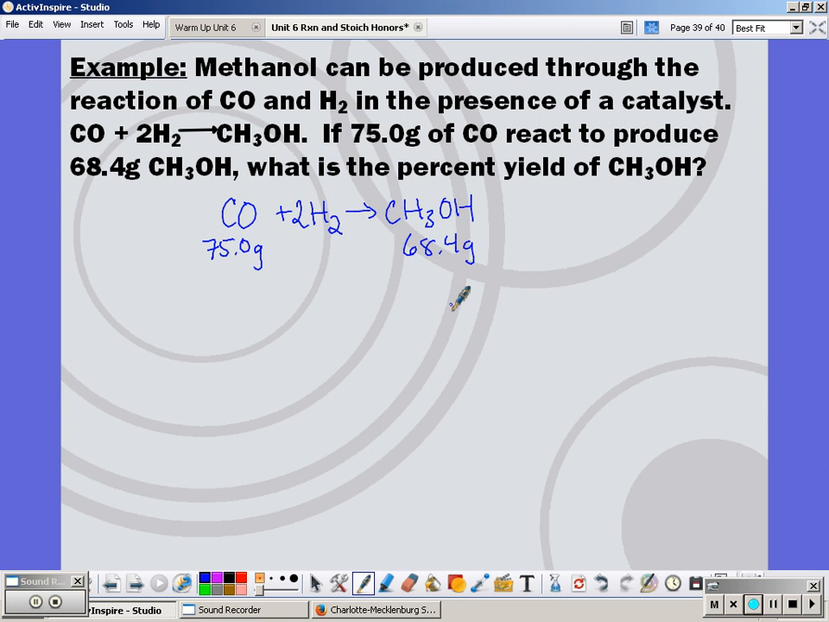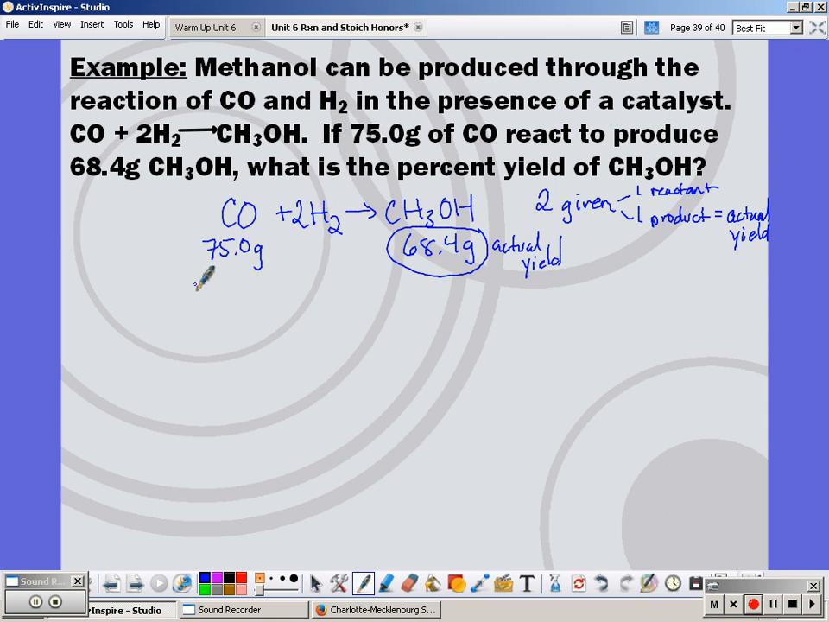So we know that we have a percent yield problem because we have two givens and they're for one reactant and one product. So that's how it's different from a limiting reactant problem. A limiting reactant problem, you have two givens for two reactants. But a percent yield, you have one reactant and one product. A percent yield is always about the product. So the one that is with the product is your actual yield. So this right here is going to be our actual yield.